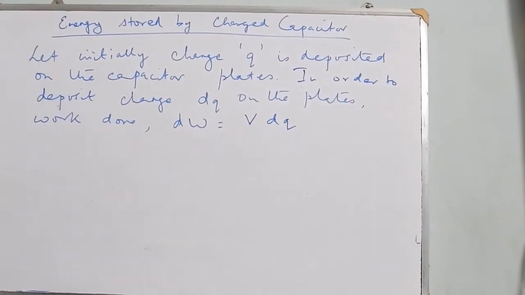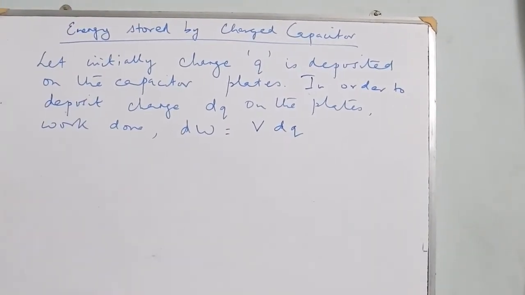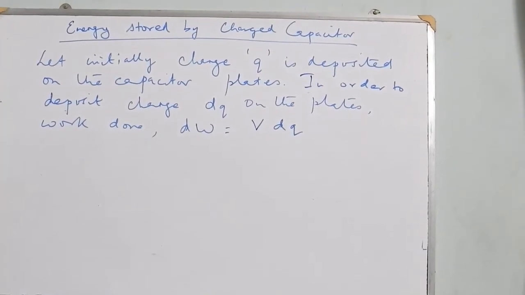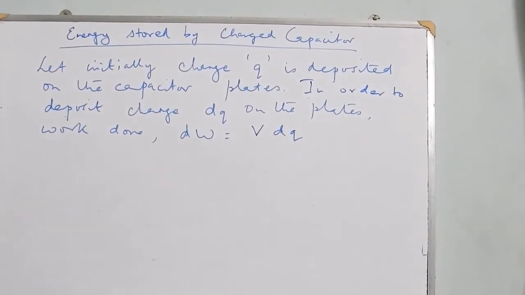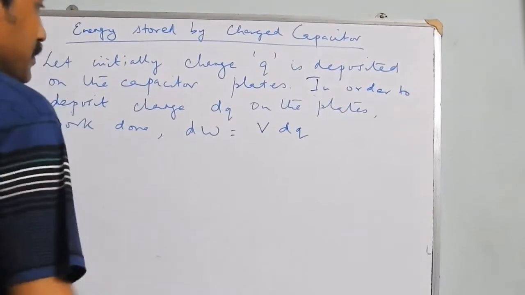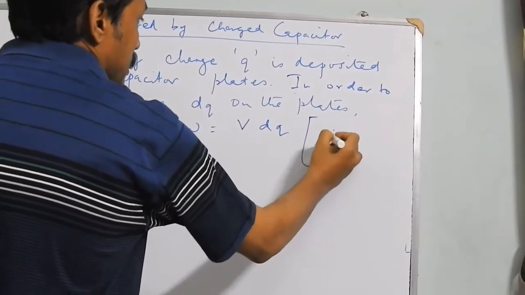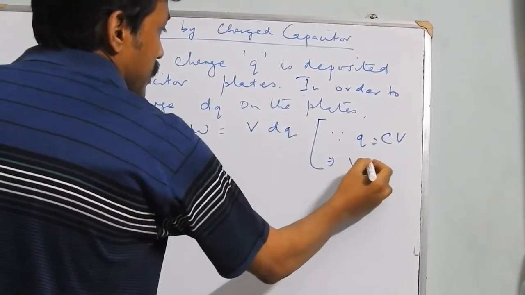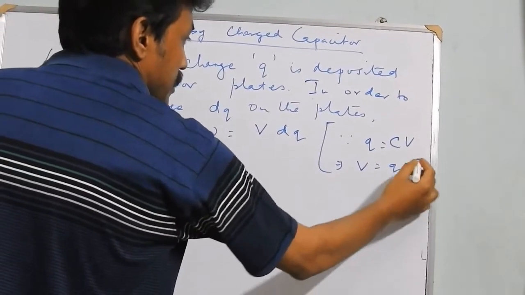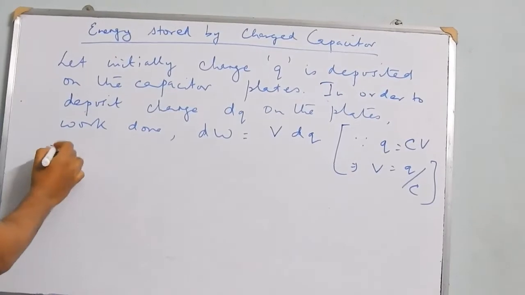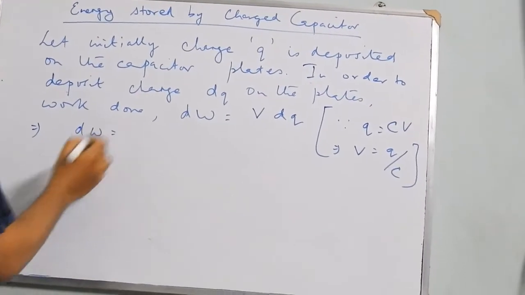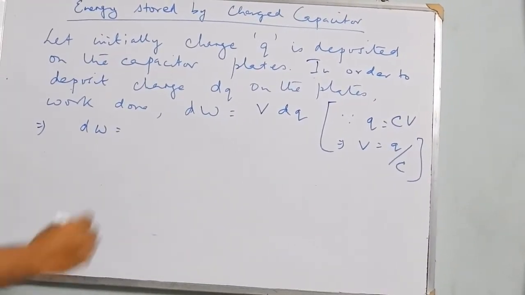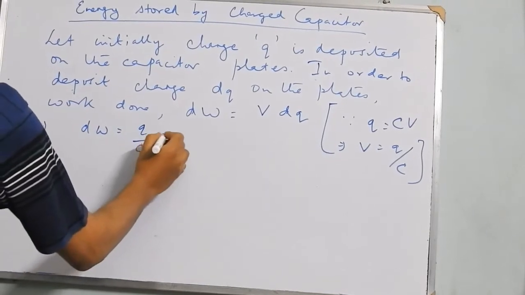Now we know that the potential difference can be expressed as Q upon C. Since Q is equal to C into V, V is obviously Q by C. So therefore, this dW can be written as Q by C dQ.